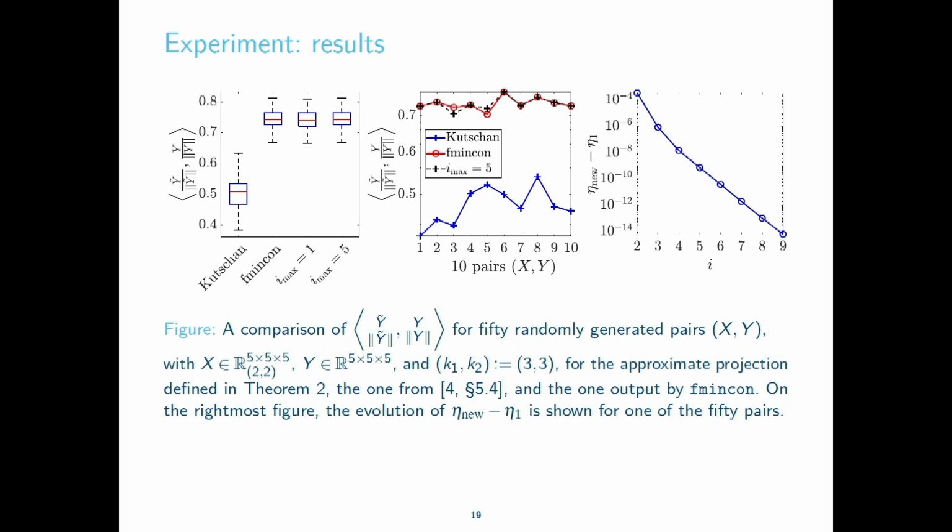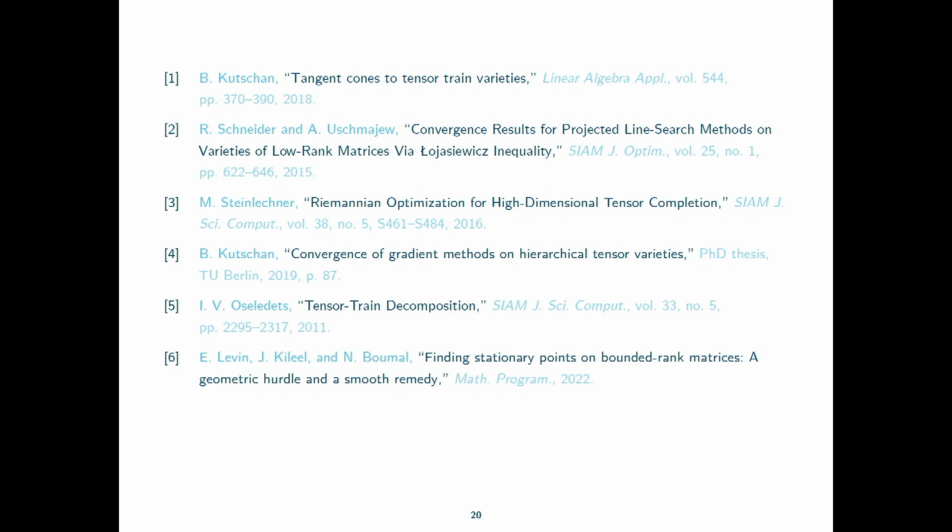In the middle subfigure, 10 individual pairs are shown. Again, the proposed method is very close to the benchmark, sometimes a bit higher, sometimes a bit lower, but this can be explained by the fact that both methods are not guaranteed to converge to a global minimum, only to a local one. And in the last subfigure, the evolution of eta is shown as a difference. As can be seen, there is quite fast linear convergence to machine precision. Okay, thank you. This was the presentation.